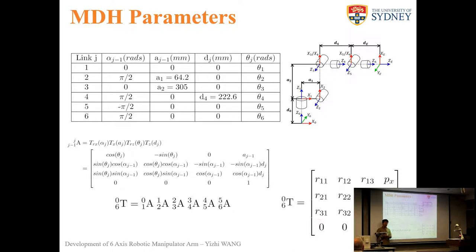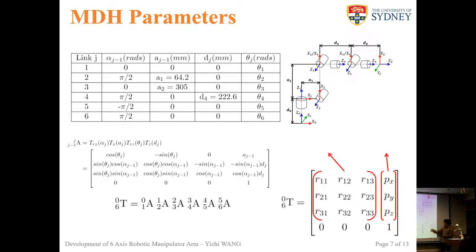After all the individual transformation matrices are obtained, the global transformation matrix can be calculated by multiplying all of them in sequence. From the 4x4 matrix here, we can know the orientation and the position of the last joint with reference to the first joint.